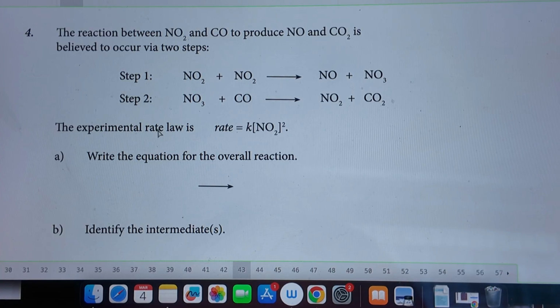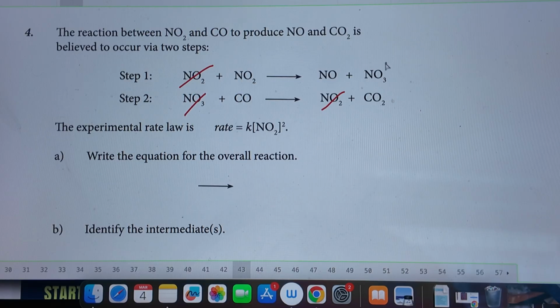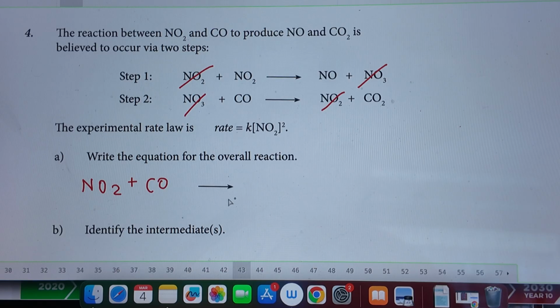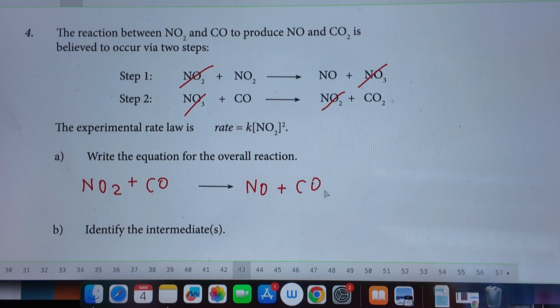We just cross out everything that happens on both sides. So this NO2 goes because of this. This NO3 goes because of this. This is a NO2, there's nowhere else to be found. This is a CO, that's nowhere else to be found. NO, nowhere else to be found, and CO2, nowhere else to be found. So all I'm writing here is NO2 plus CO turns into NO plus CO2, right? Now it says identify the intermediate.